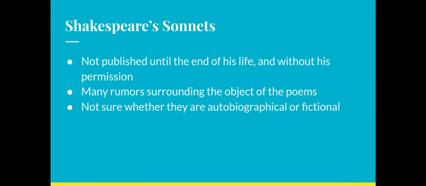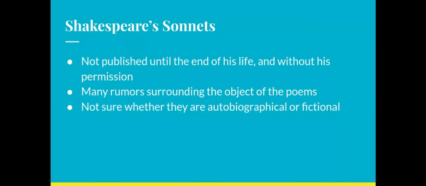So let's talk about Shakespeare's sonnets. Shakespeare wrote 154 sonnets, but they weren't even published till the end of his life, and the people that published it did not have his permission. It's widely assumed that he probably was not going to publish them. They were his own form of expression, his own sonnets, and for his own personal release or his own personal relaxation. And instead, they were taken and published.